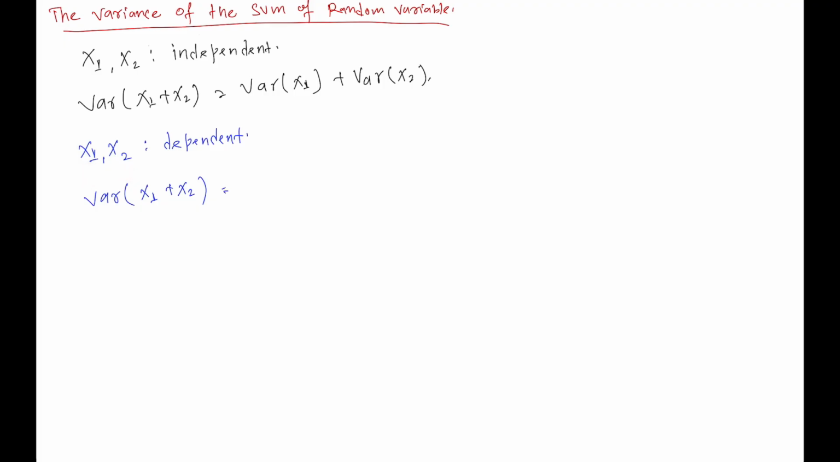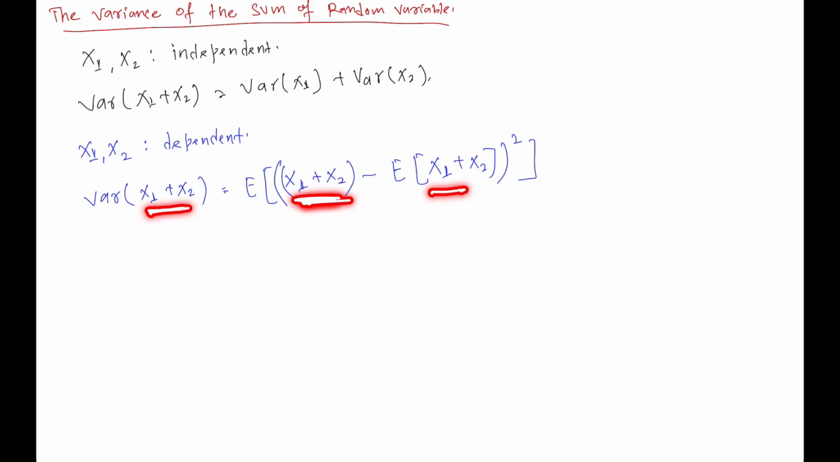Let's try to expand and find the variance of the sum of these random variables. From the definition we know the variance is nothing but the expectation of the square distance from the mean. So this is the random variable, and we need to find the distance from its expectation value, that is from its mean, and then find the expectation of the square distance from the mean. So we have used the definition of variance.